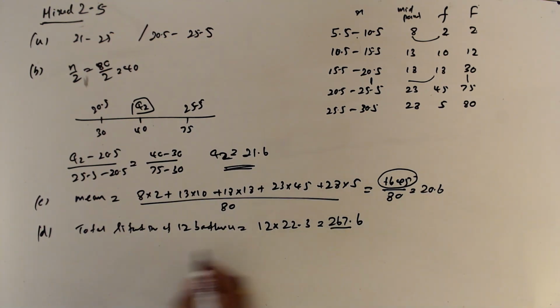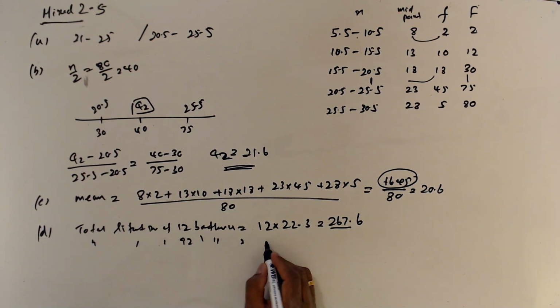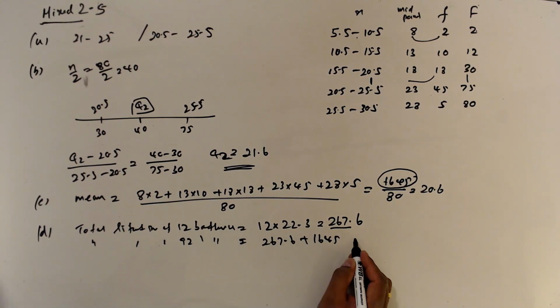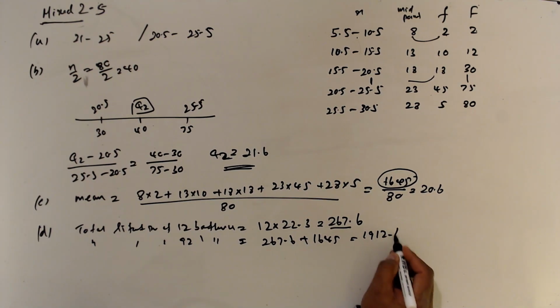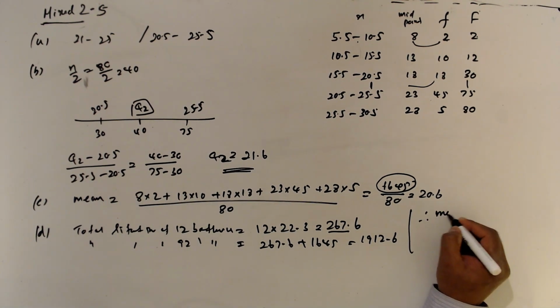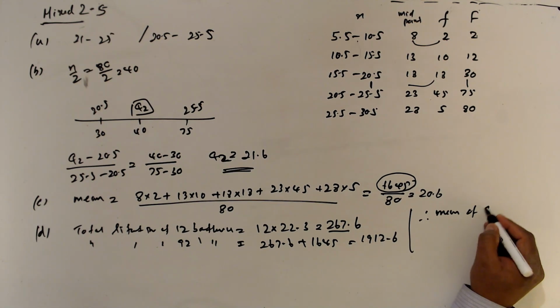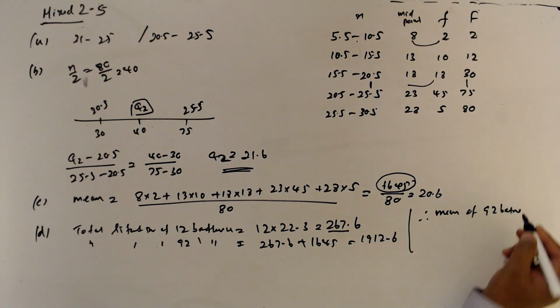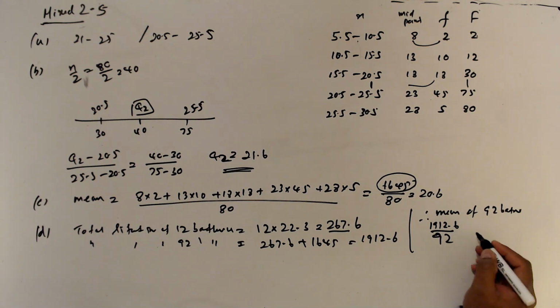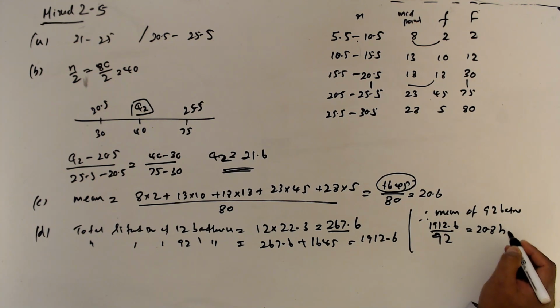Then total lifetime of 92 batteries are 267.6 plus 1645 equal 1912.6. Hence, mean of 92 batteries: 1912.6 divided by 92. So that is going to be 20.8 hours.